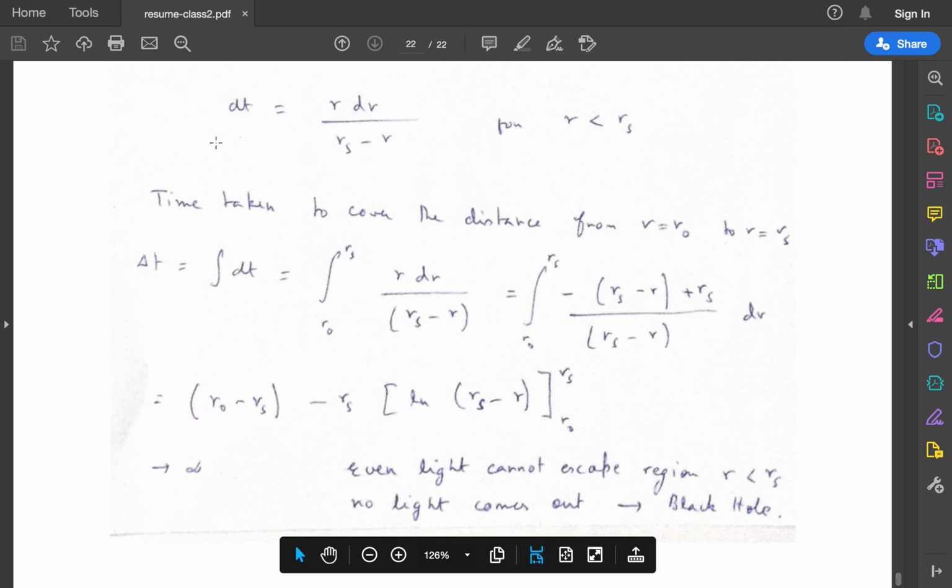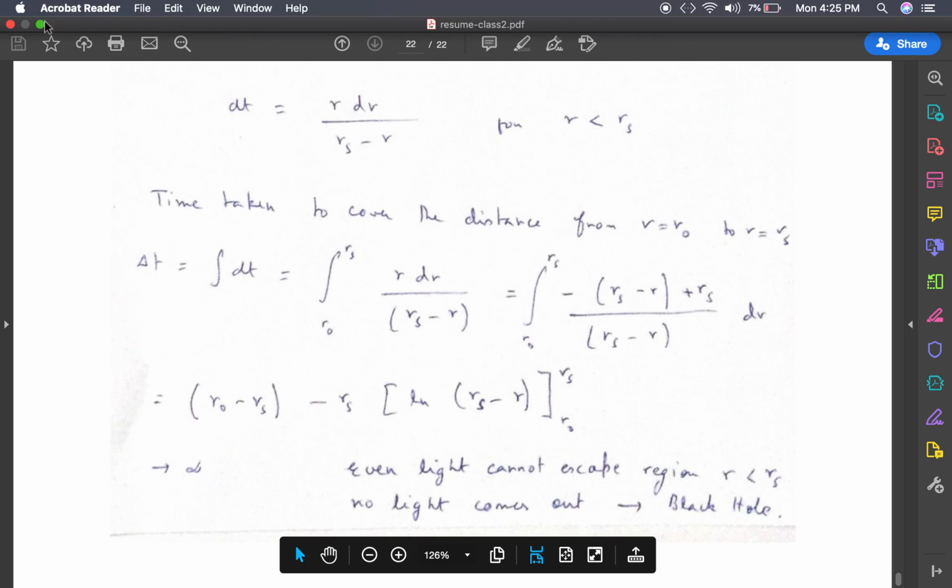So next day we will talk more about black holes, more interesting physics about black holes.